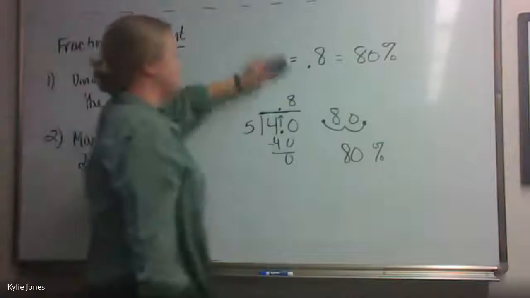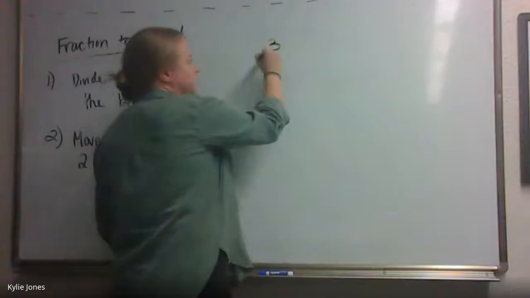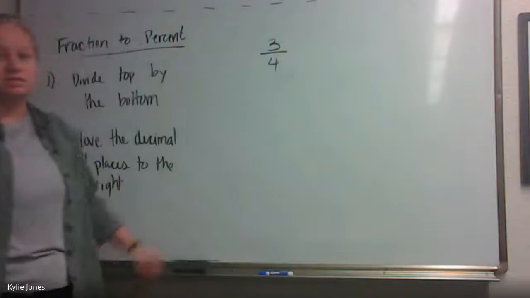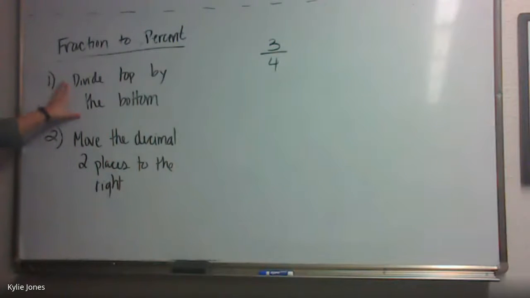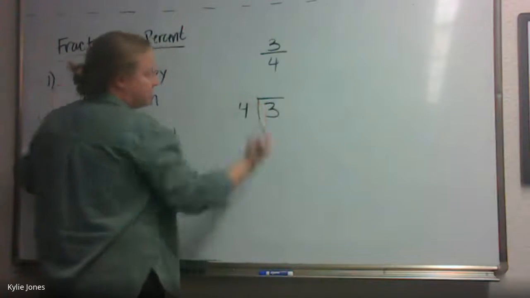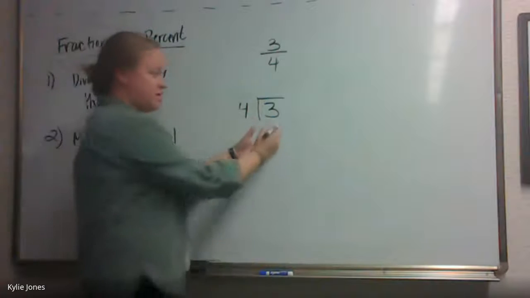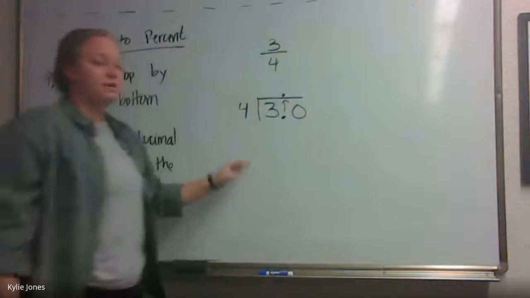Let's do one more. Let's just do 3/4. Okay, fraction 3/4. We kind of already talked about this one. We need to first divide the numerator by the denominator. So 3 divided by 4. Again, cannot do it. So we need to add a decimal and a 0 and bring up your decimal. Now we can do our division.